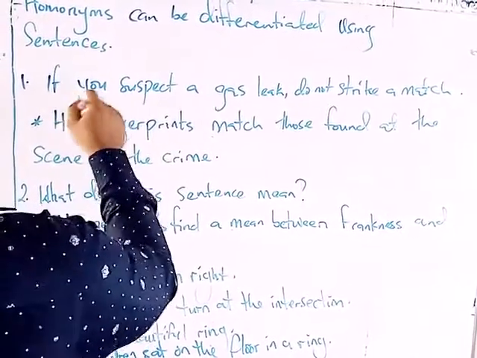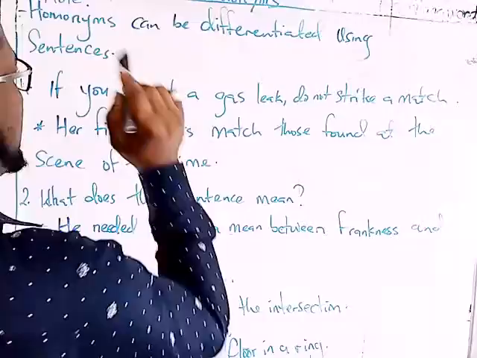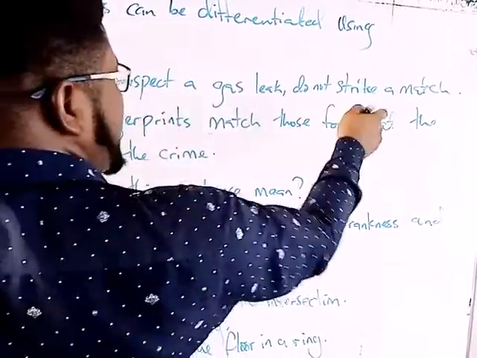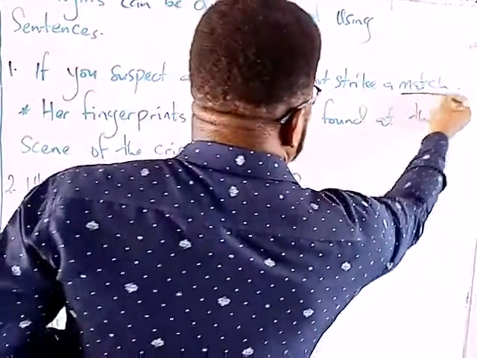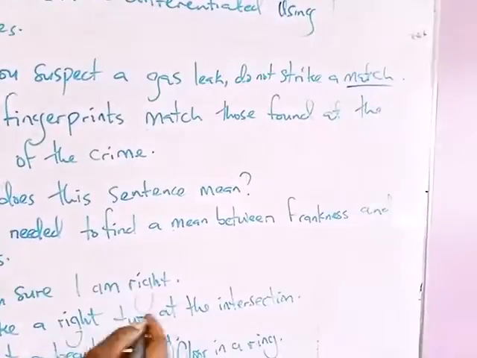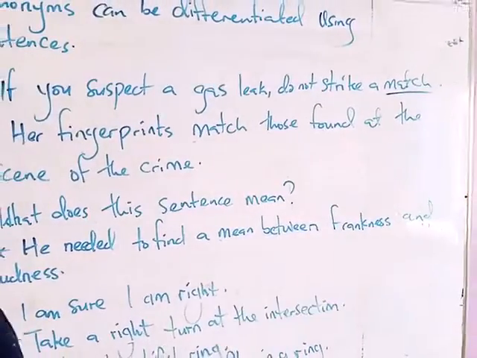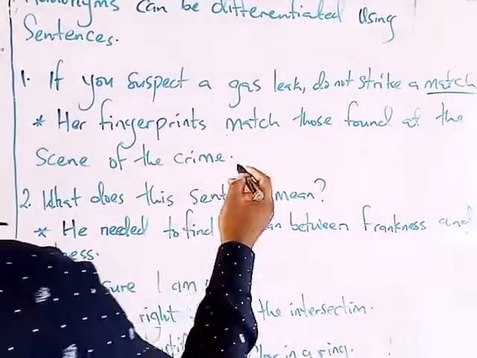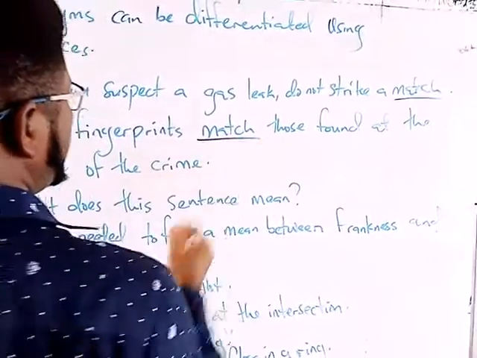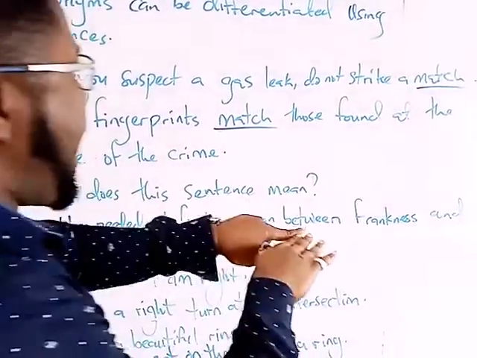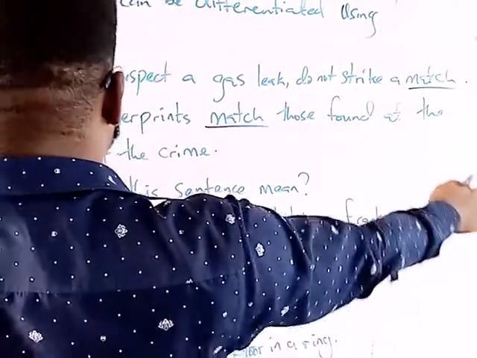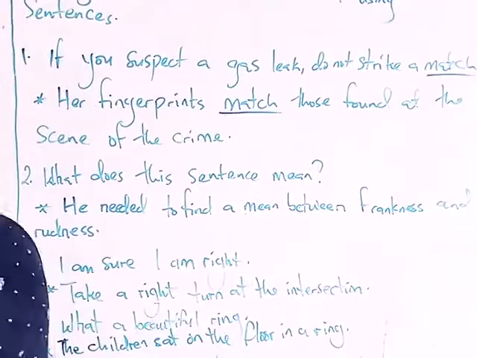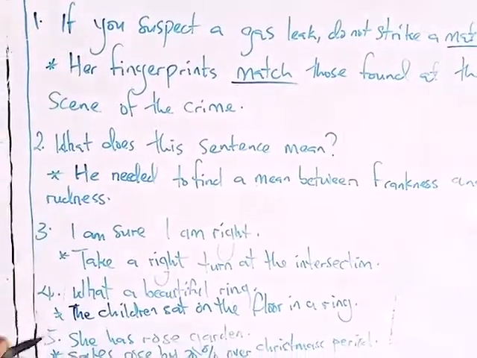If you note from this particular sentence, the sentence 1, first pair, the match here is a noun. You know, a match from matches or matchbox. The second one here is what? A verb. Her fingerprints match those found at the scene of the crime. That is example 1.